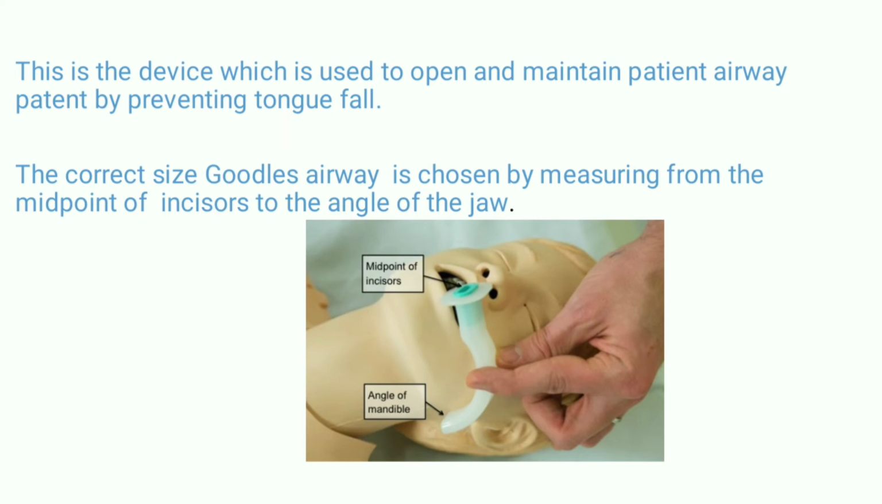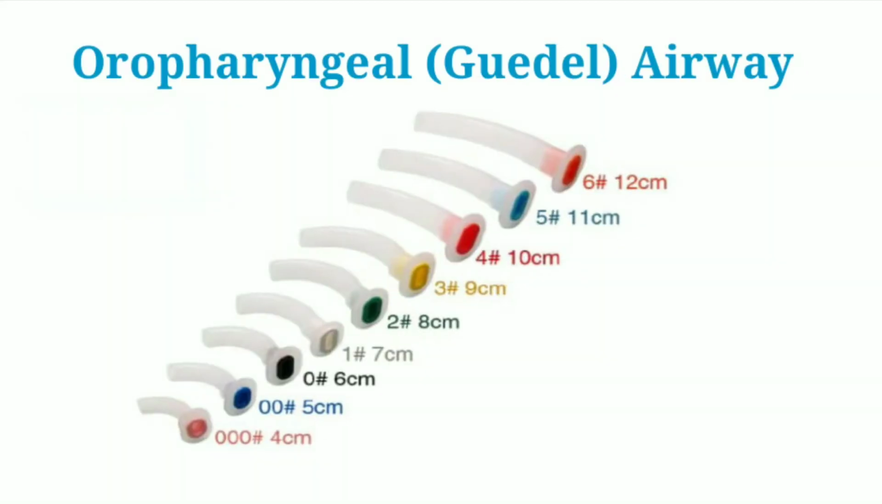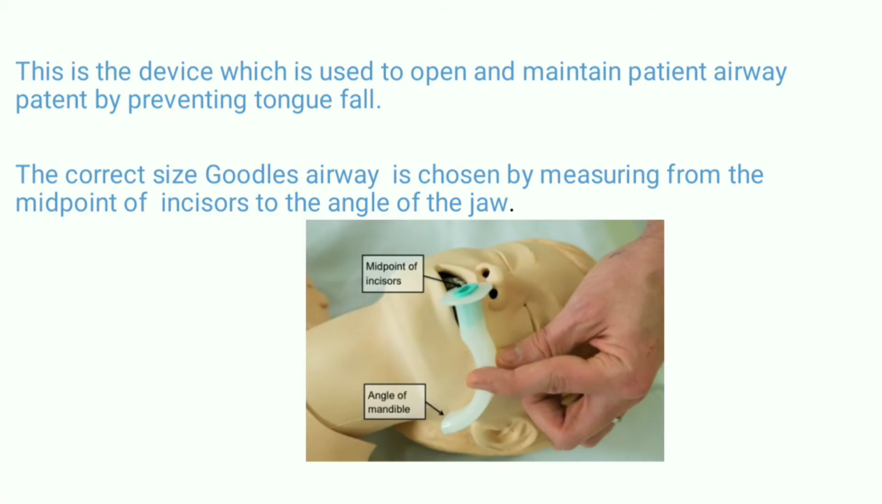The correct size of Goodell's airway is chosen by measuring from the midpoint of incisors to the angle of the jaw. By seeing this image, you can understand this midpoint of incisors to angle of the mandible. There are different sizes with different color codes, starting from 000 to 6. We will get the size of the Goodell's airway by measuring from the midpoint of the incisors to the angle of the jaw.